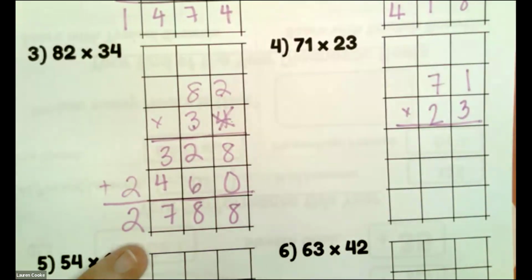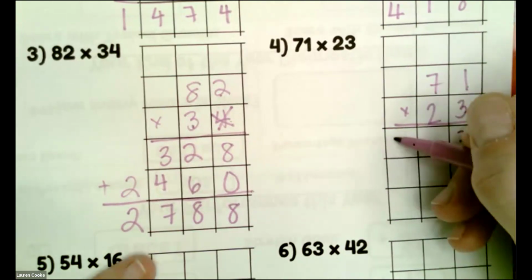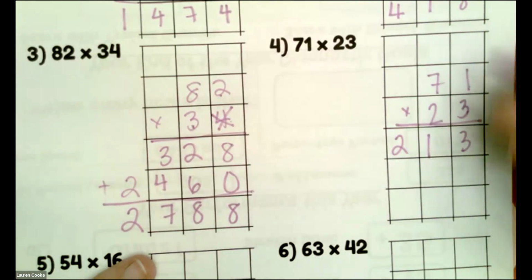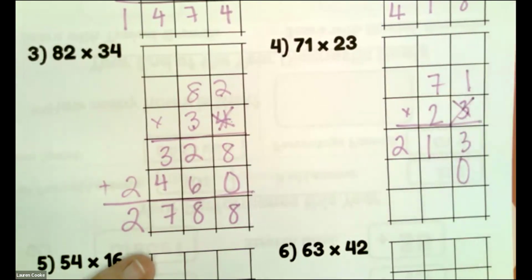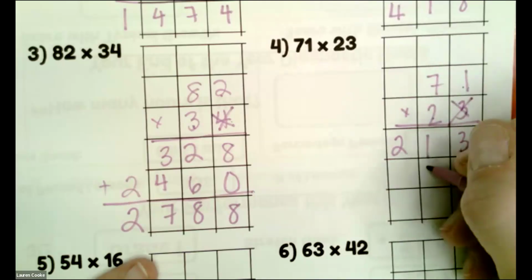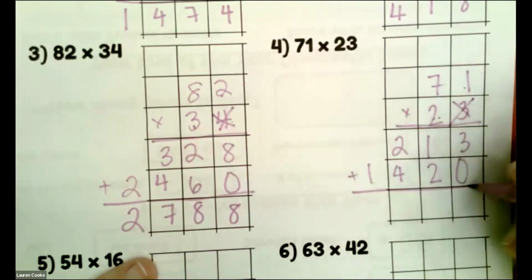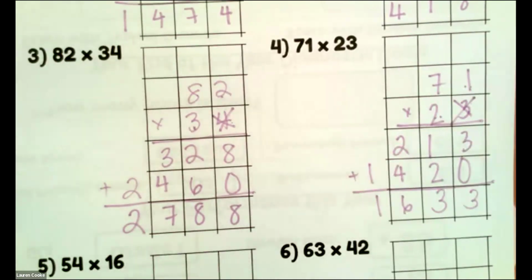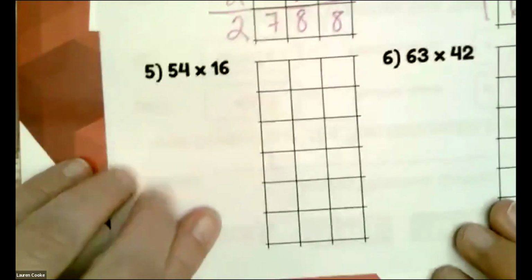If you're still using it to get in the habit, awesome too, because we're going to be standard algorithm machines. 3 times 1, 3. 3 times 7 is 21. Notice 1 digit per block. And then place a 0. 2 times 1 is 2. 2 times 7 is 14. I have 3, 3, 6, 1. 1,633. All right, I have 2 more.